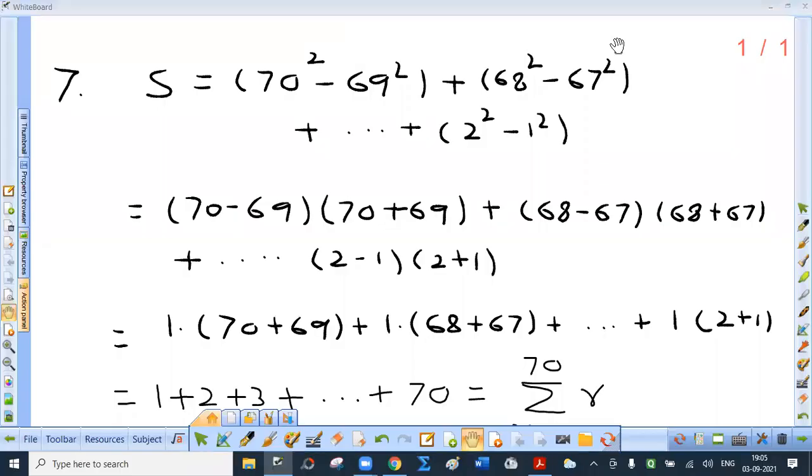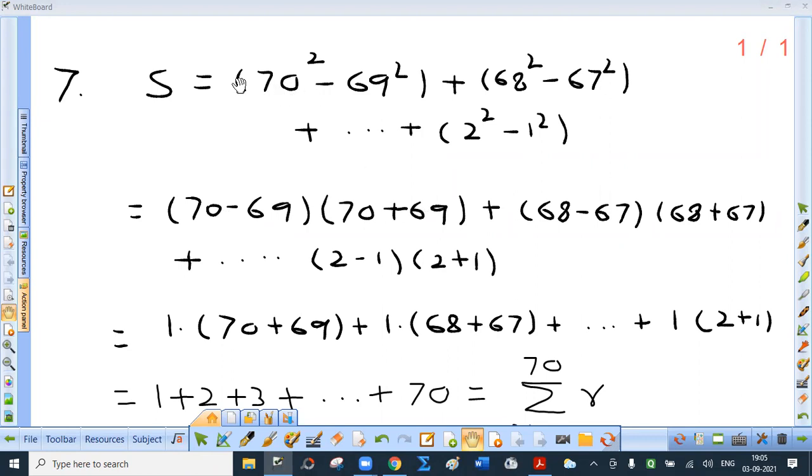Sum number 7. Find 70 square minus 69 square plus 68 square minus 67 square plus 66 square minus 65 square up to 2 square minus 1 square. Now each bracket is of which type? a square minus b square. What are the factors? a minus b, a plus b.